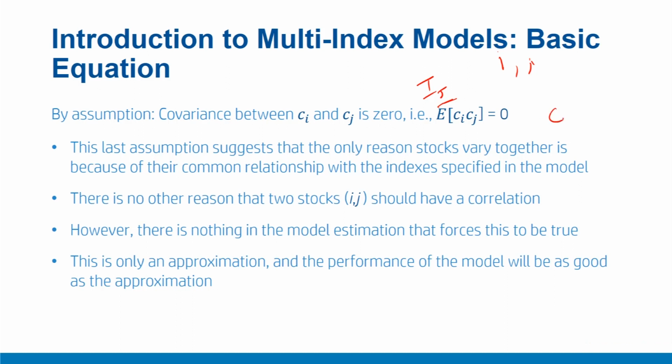So the remaining error terms, that is Ci, Cj, that are residuals or stock specific terms, should not have any correlation. However, there is nothing in the model that forces this to be true, including the regression model, which also doesn't ensure that this relationship is held. And therefore this is only an approximation or sort of assumption, and the performance of the model will be as good as this approximation.